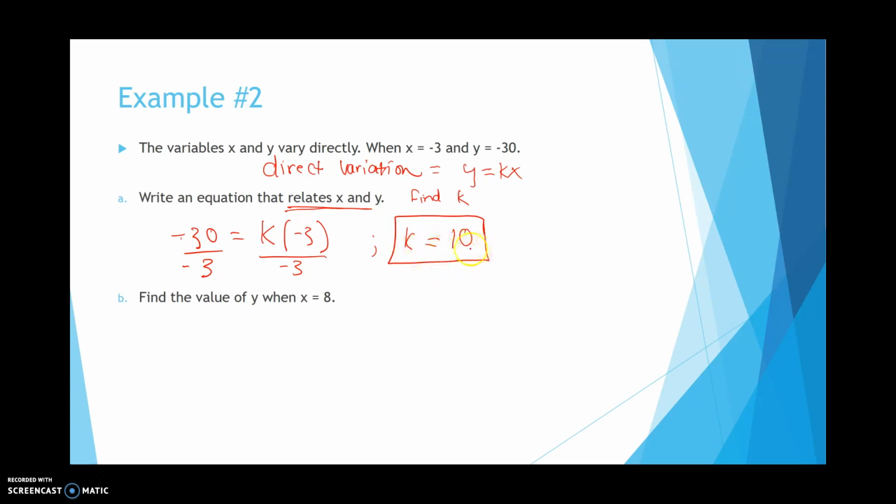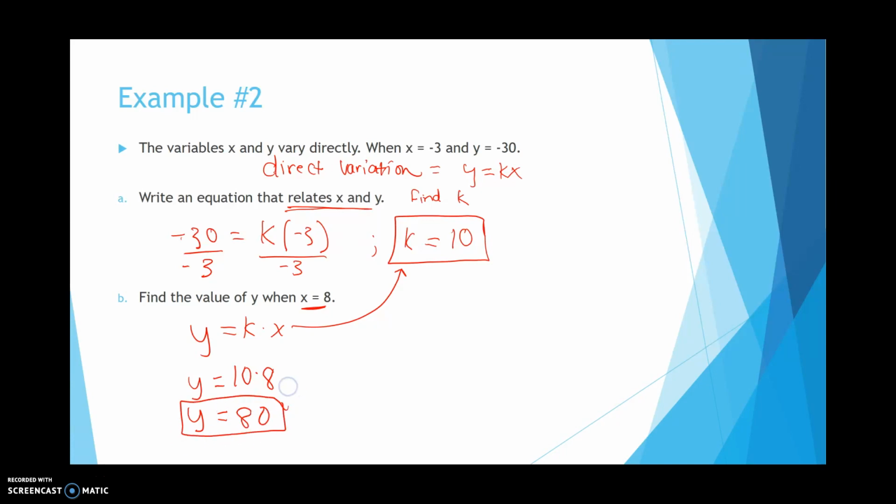So from that, finding my k, we can now answer part B of this question that says, find the value of y when x equals 8. Well, we're going to use the formula y equals k times x. We said from the previous problem A that k is 10, and they're giving us x equals 8. So y equals 10 times 8. Well, 10 times 8 is 80, so y equals 80.